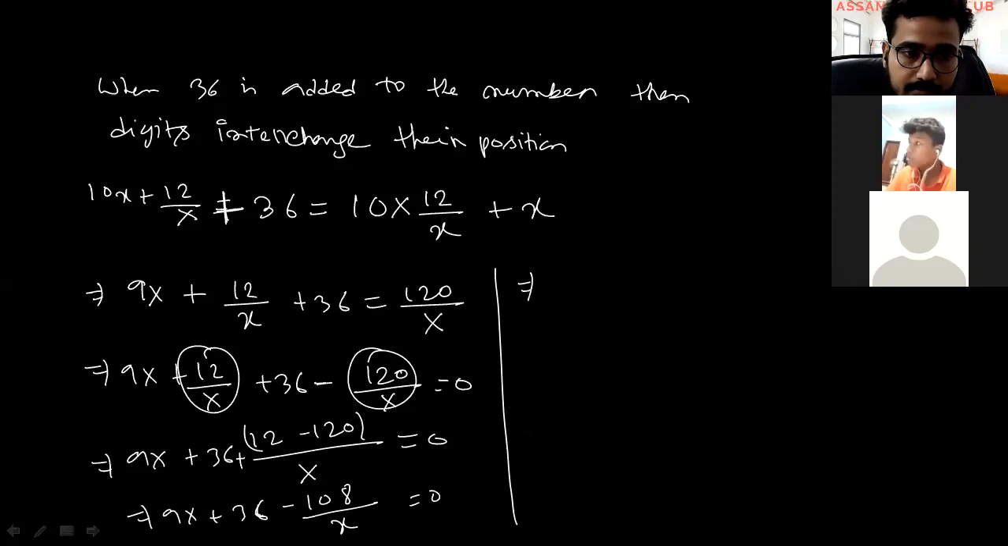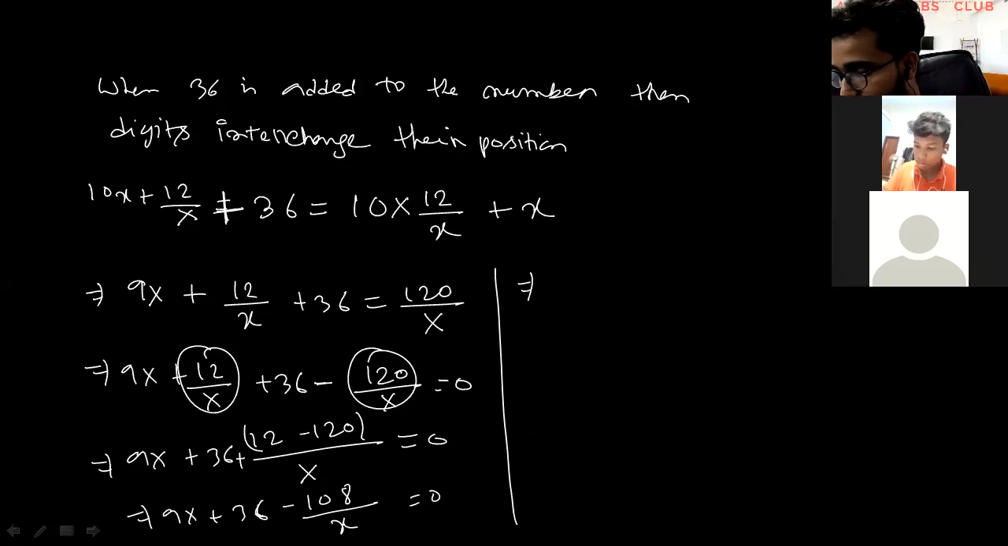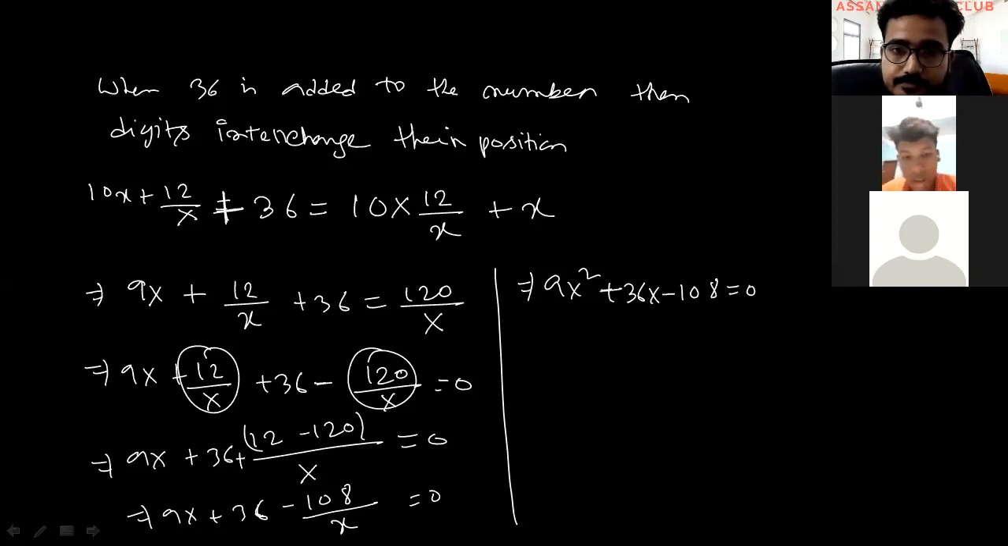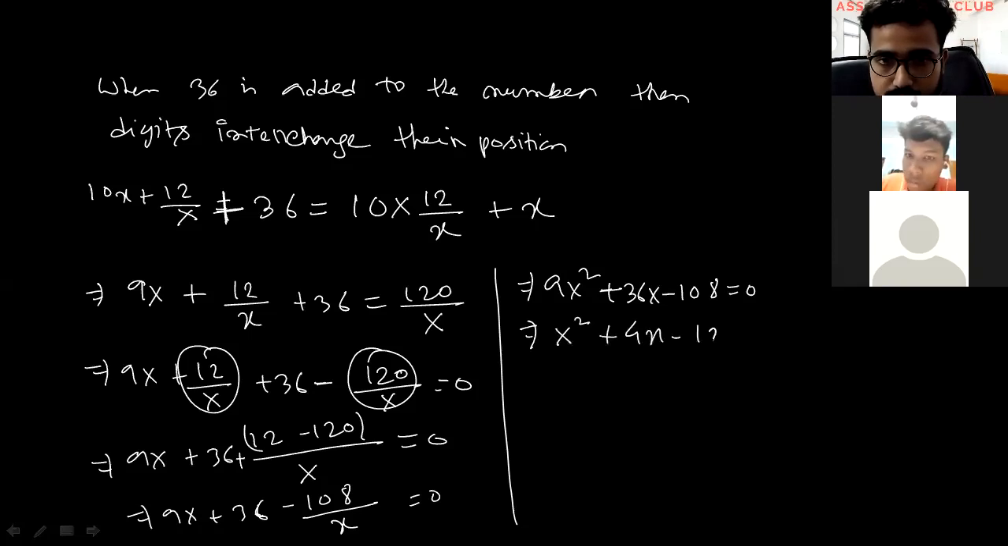Or you can do one thing: multiply both sides by x. Multiplying both sides by x, then it will be 9x square plus 36x minus 108 equals 0. Now see one thing. All of these three terms can be divided by 9. So converting into smaller terms, x square plus 4x minus 12, 9 times 12 is 108.